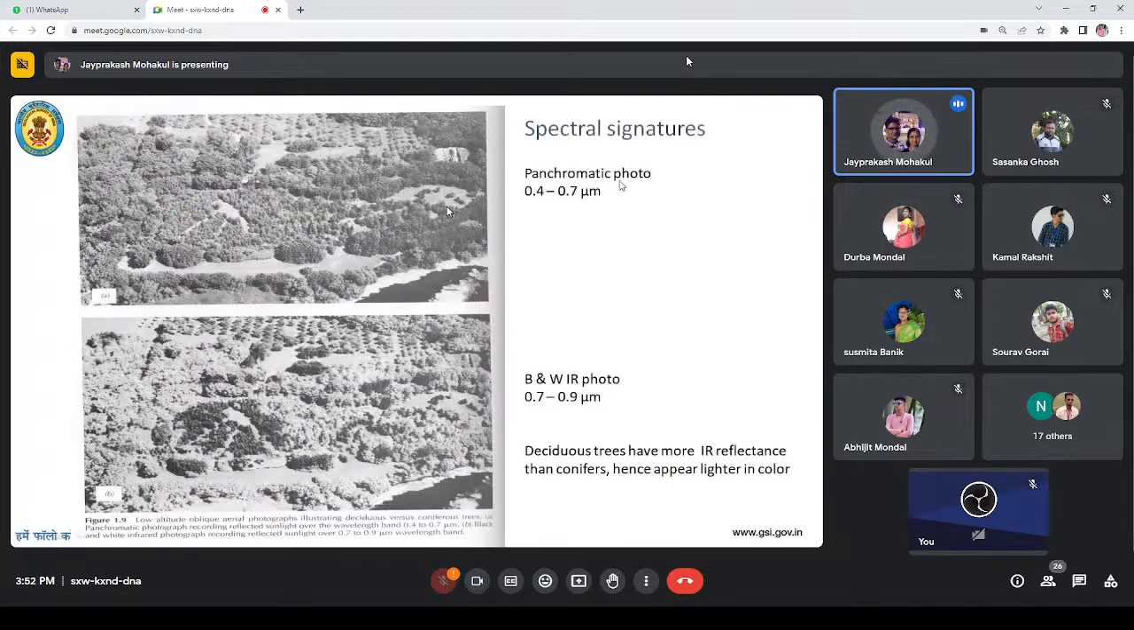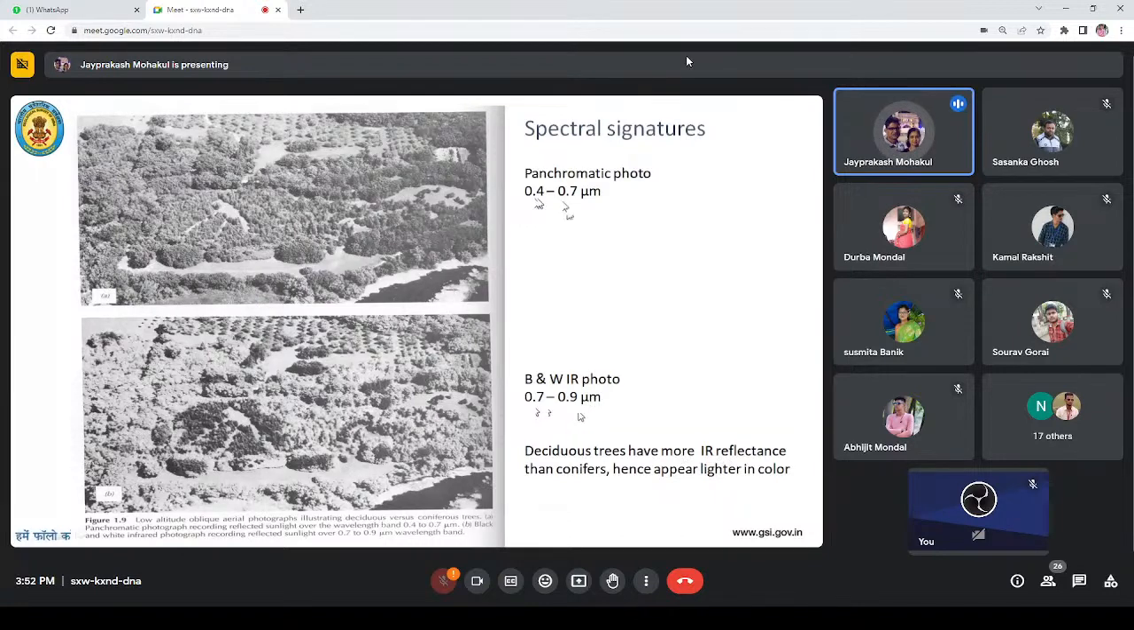Like here you see, you have a panchromatic image of a forest area. The panchromatic image has an energy level from 0.4 to 0.7, right? Now here you are not able to make any difference. Basically all the trees look similar, right? Now let's say I have an infrared photograph of the same area where the energy level that has been measured is 0.7 to 0.9, which is basically the near infrared range, right? As you could see, the deciduous tree has more infrared reflectance in comparison to conifer.